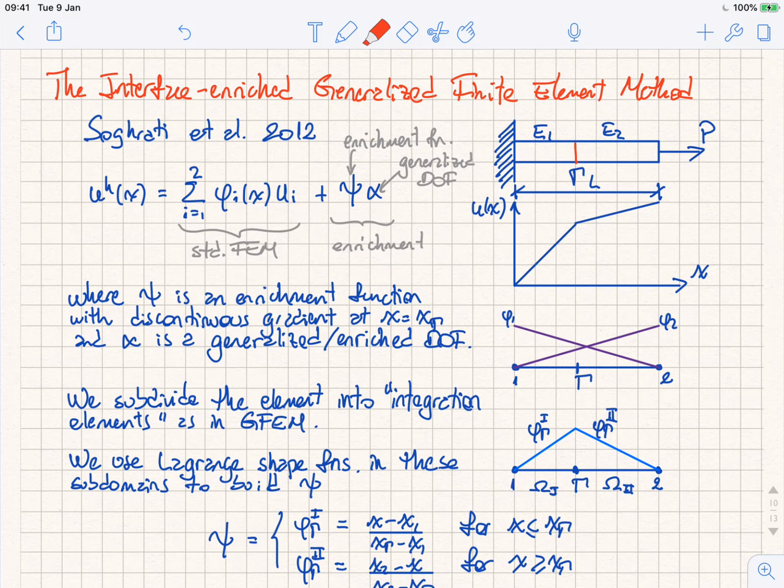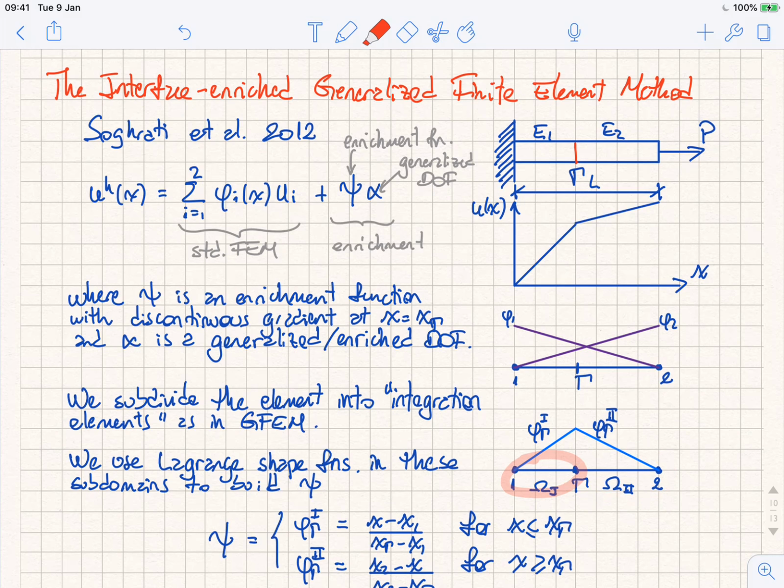So we saw that in the interface-enriched GFEM, or IGFEM, that enrichment function is constructed by using the Lagrange shape functions in integration elements. So if this is your original element right here, we basically split that element in two parts, right? These are called subdomains or integration domains. And then we were using the Lagrange shape functions of integration elements to construct the enrichment function.